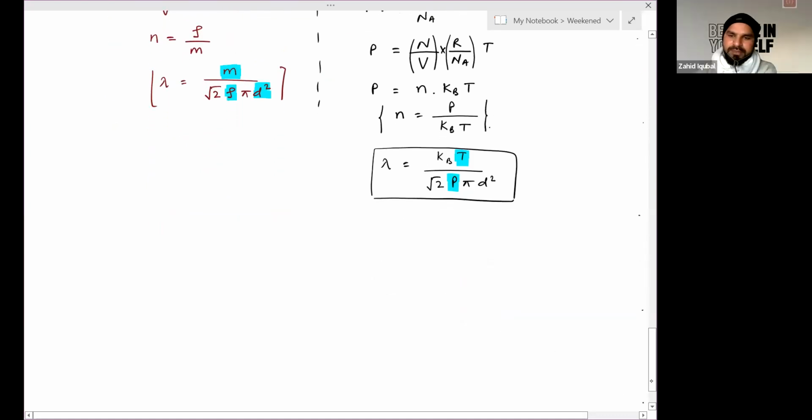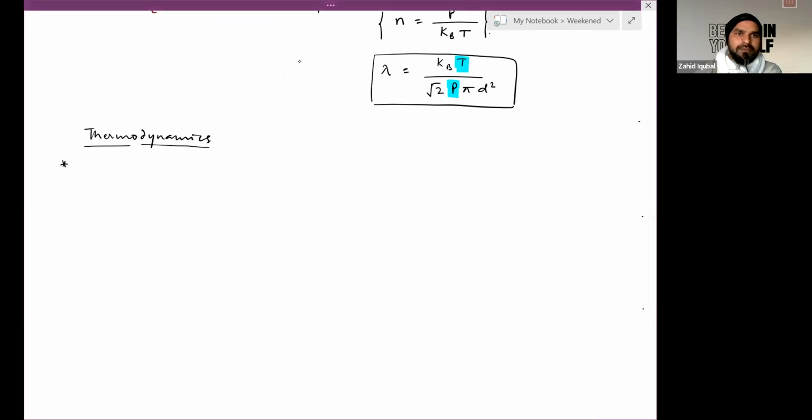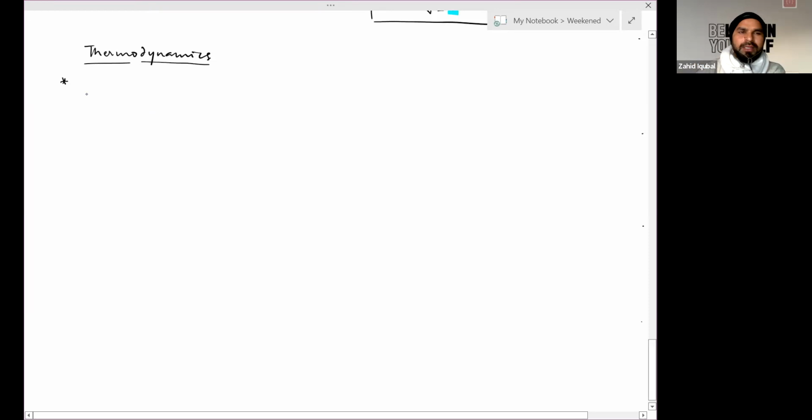But these are different questions you will be asked from this particular chapter, that is kinetic theory of gas. Next, let me define you about thermodynamics. In this part, you will be asked mainly numericals from the isothermal part and some theoretical questions related to the adiabatic process. So there will be questions. First, derive the expression for work done by an isothermal process.